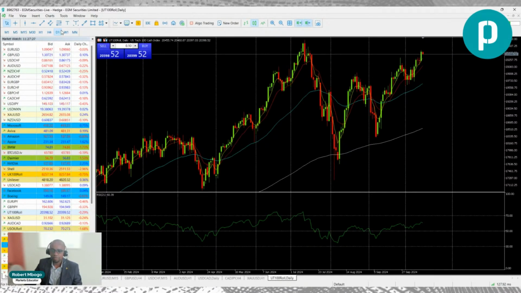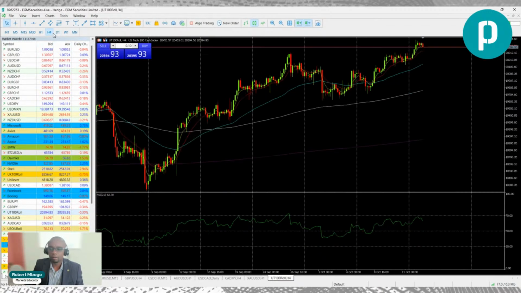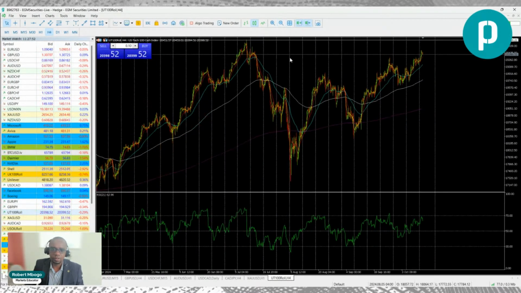So go to higher time frames to have a better understanding of where the market is. So we have that area, which is the yearly high. All right, that's the yearly high. So we could probably see Nasdaq, US100 test that high. But before we get there, let's look at other possible areas where we'll be looking for opportunities.